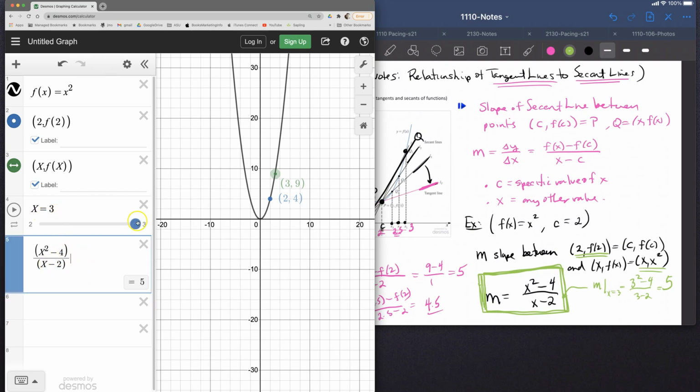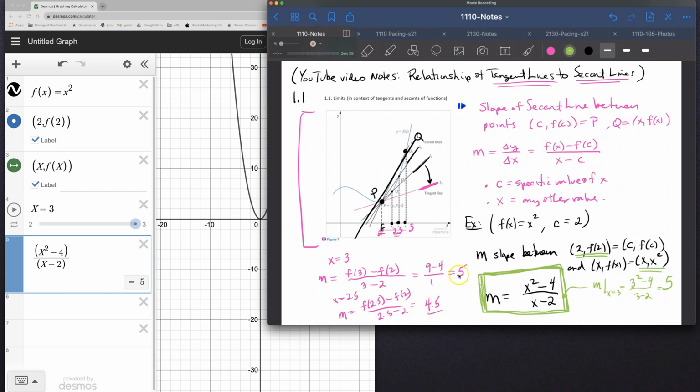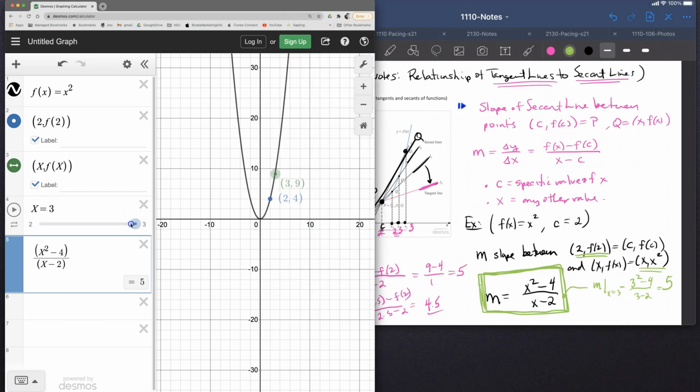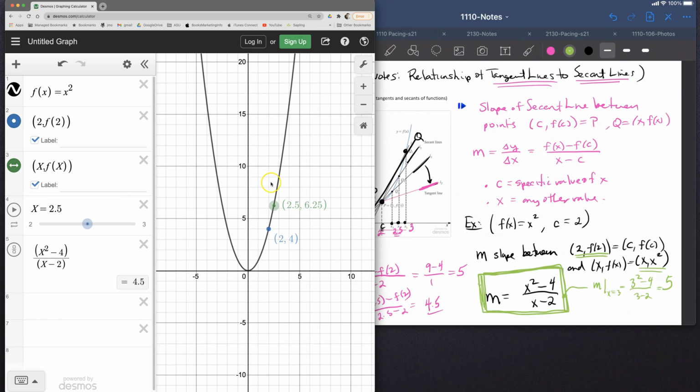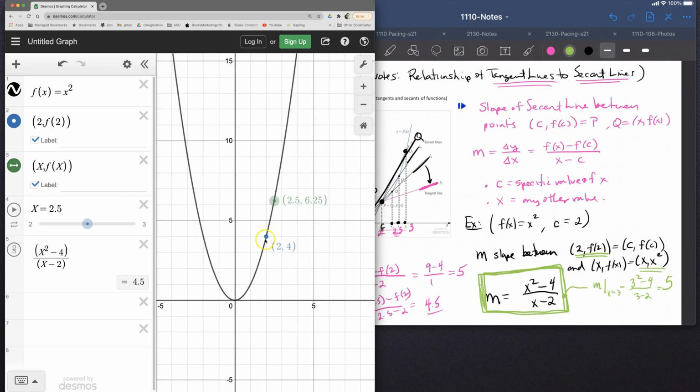Notice that as the x value changes, when x is 3, the slope of our secant line formula comes out to be 5, which is what we showed before. And as x gets closer, let's go to 2.5, we should see our slope formula be 4.5. What we're technically doing is making secant lines between these two points and making them get closer. The slope of the secant line should get closer to the tangent line.